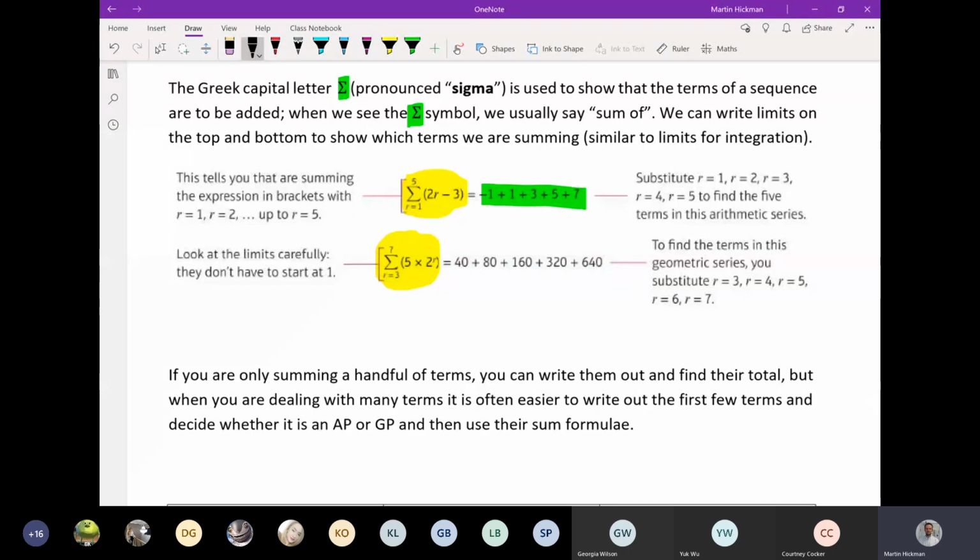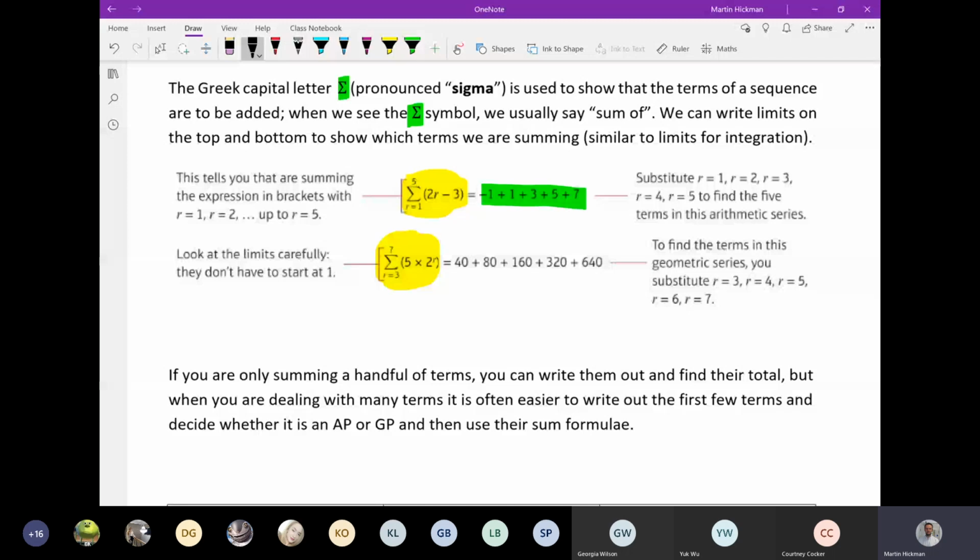And here we have 5 times 2 to the power of r. So the first term would be where we sub in r equals 3. So 5 times 2 to the power of 3, which gives you 40. Your next term in the sequence is when r equals 4, that gives you 80. And then put in your r equals 5, your r equals 6, and your r equals 7. And here, hopefully we can see that we'd actually get a geometric series because we're just multiplying by 2 each time.